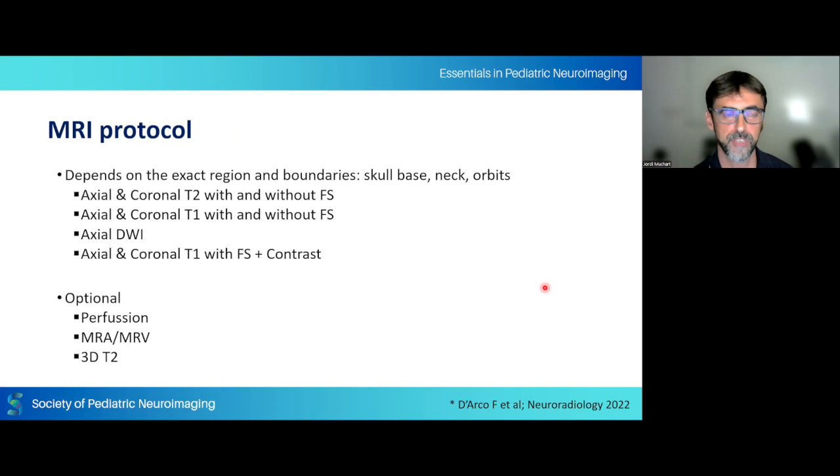The MRI protocol that we will use will depend on the exact region and boundaries. If we're talking about properly the skull base, if it extends to the neck, if we're going to check the orbits, we will most of the time use axial and coronal T1 or T2 with and without fat suppression. Of course, diffusion helps a lot, and we will generally use contrast enhancement in most lesions. Of course, we have optional techniques that we can add to this basic study.